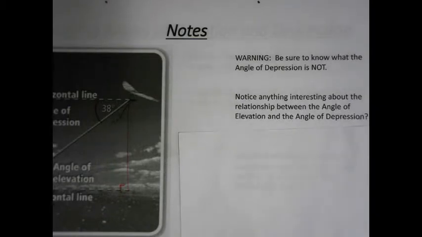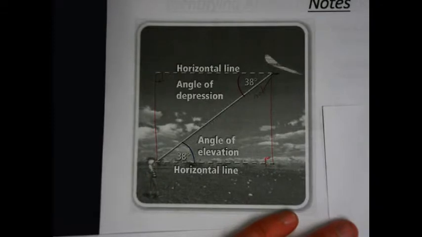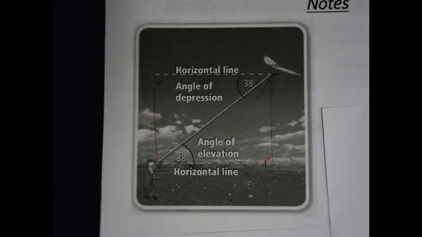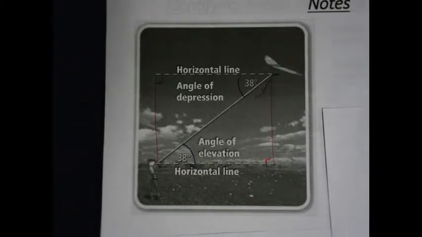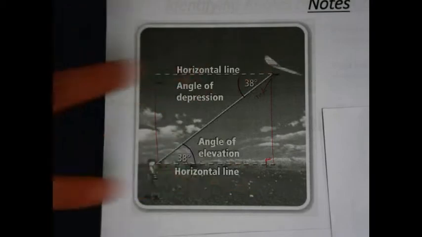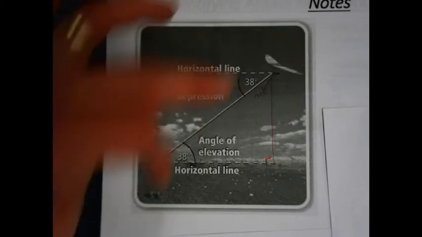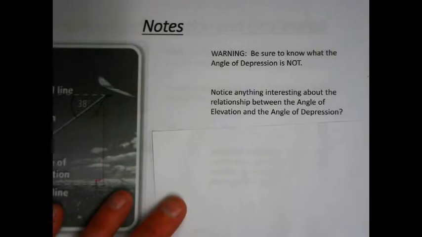Hopefully you notice some interesting stuff about the relationship between the two angles, the angle of elevation and the angle of depression. When you look at this example, both angles are 38 degrees. And that's something that can help you with the warning. Make sure you understand that the angle of depression would be congruent to the angle of elevation, and see if you can tell me why. Because horizontal lines are parallel. The line of sight is a transversal, and the two angles are alternate interior angles. So to help you with knowing what the angle of depression is not, recall that the angle of elevation and the angle of depression are alternate interior angles, therefore congruent to one another.